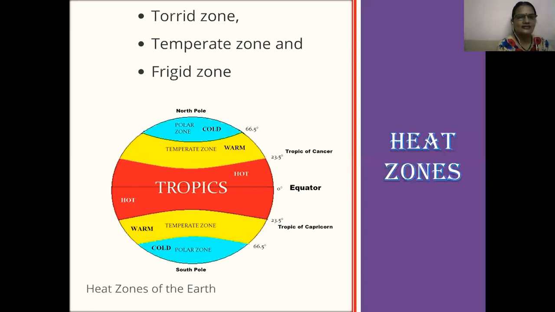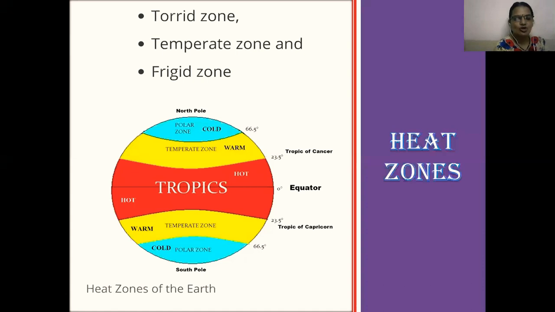The next zone is temperate zone. Temperate zone means moderate zone, either not very hot nor very cold. The areas on the earth lying between the Tropic of Cancer and the Arctic Circle in the northern hemisphere, and the areas between the Tropic of Capricorn and the Antarctic Circle in the southern hemisphere are called the temperate zone areas. Here the sun rays are always slanting and it's neither too hot nor too cold. So this was about the temperate zone. You can see in the diagram.